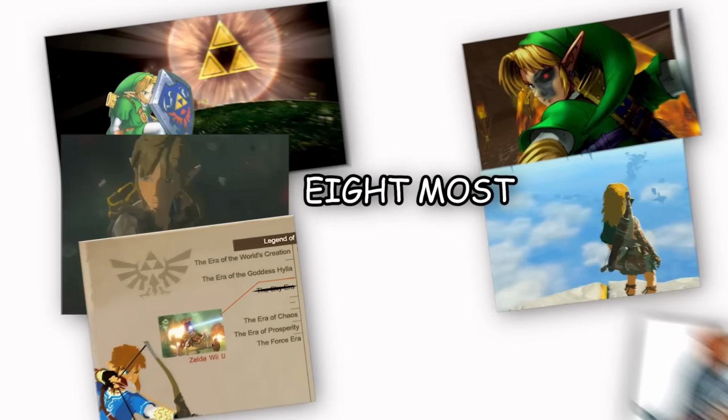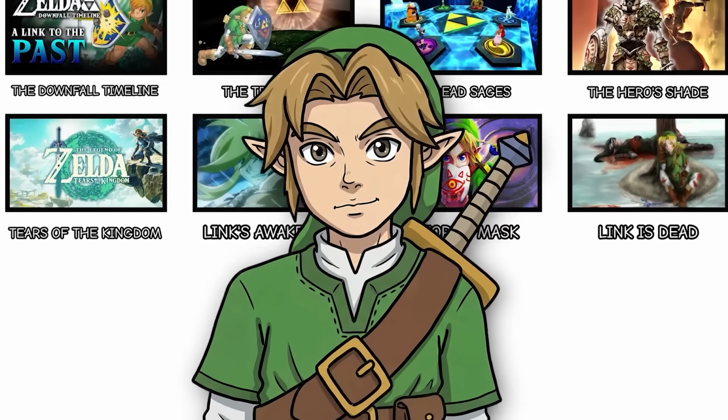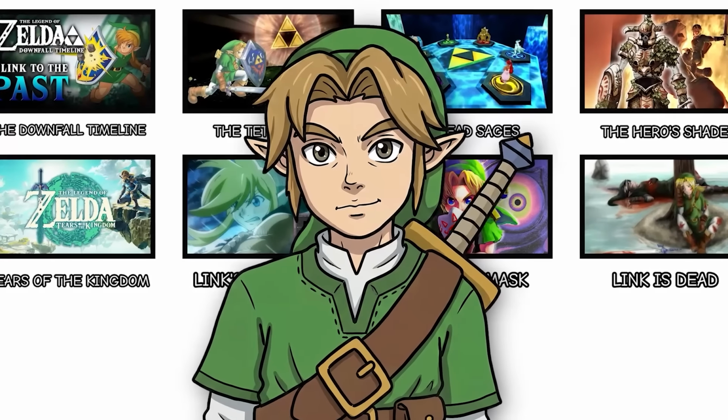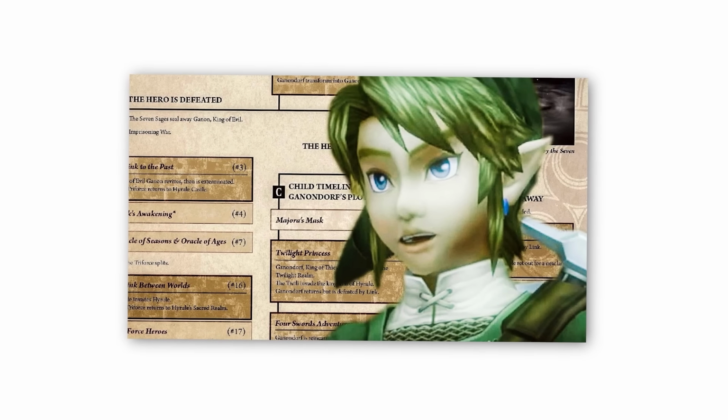Today, I'm ranking the 8 most controversial theories from least to most insane, starting with one that's technically official canon, but fans still refuse to accept it: the downfall timeline. Here's the thing about the downfall timeline: it's not a fan theory, it's official Nintendo lore published in Hyrule Historia in 2011, and that's exactly why it's so controversial.